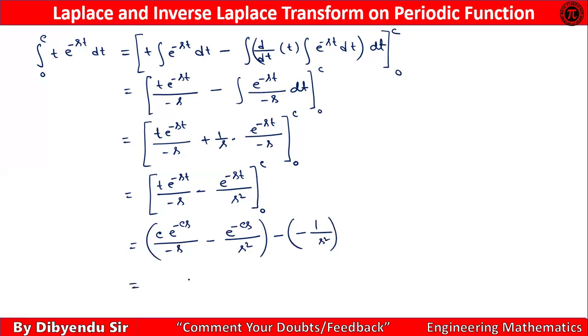So this is equal to c e to the power minus cs divided by minus s, minus e to the power minus cs divided by s square, plus 1 by s square. This is the integral value of the first part. Now we have to calculate the integration of the second part.